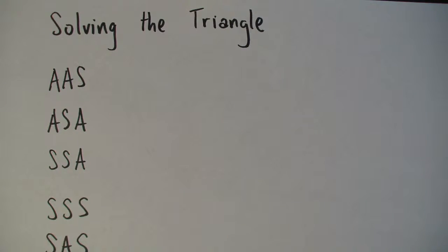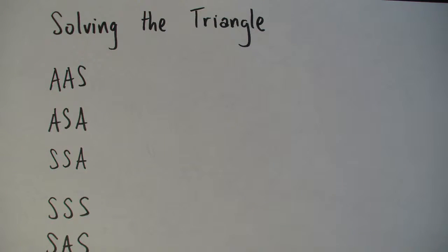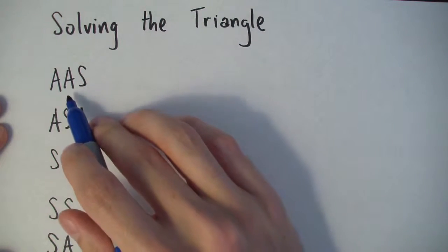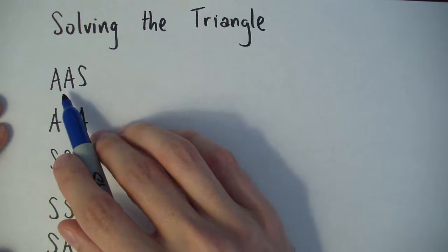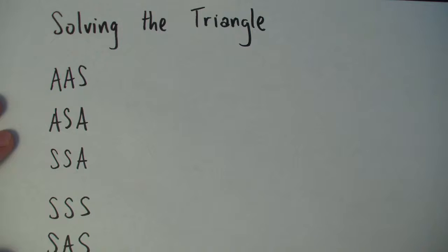Let's talk about solving the triangle. What this means is we're given some partial information about the triangle and we're asked to find all of the unknown angles and sides. So, as an outline, we consider the different information we might be given. These abbreviations refer to what information we are given.